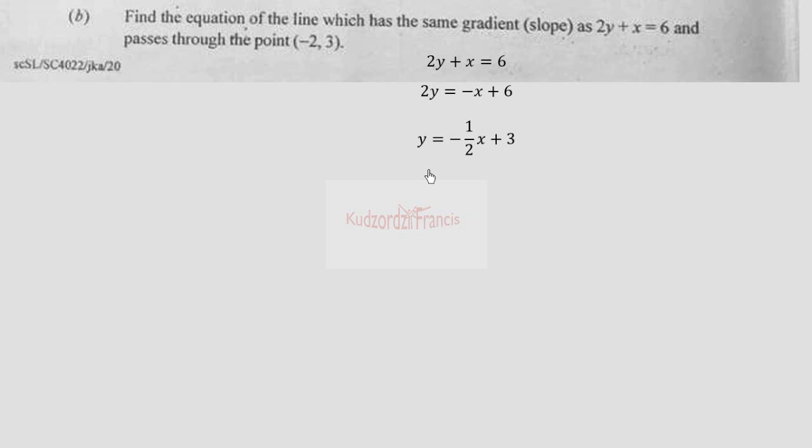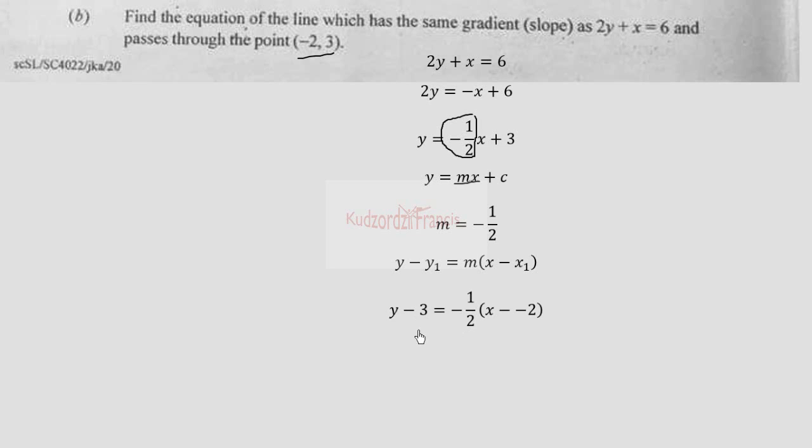Compare this to the slope-intercept form, y equals mx plus c. You can see m is equal to -half. So that is our gradient or slope. And to find the equation of a line, we need a slope and a point, which is given. The point is given as this. So we choose this one to be our x1 and this to be our y1. We just plug them inside this equation and the slope to get this equation.